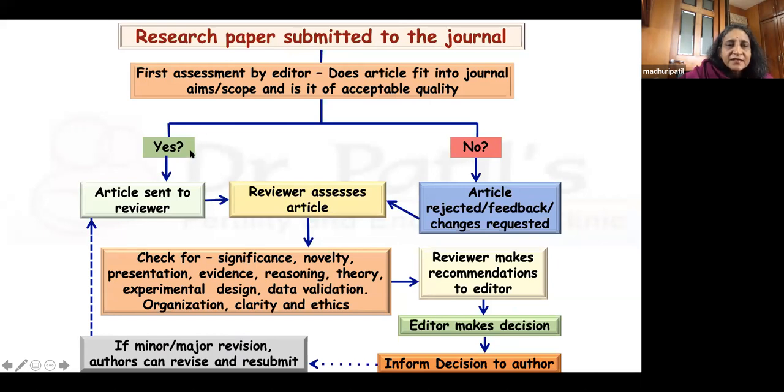If it is yes, then the article is sent to the reviewer for assessing. Once it comes from the reviewer, you need to check for significance, novelty, presentation, evidence, reasoning, the theory, experimental design, data validation, organization. So all these things, recommendations to the editor. The editor then makes a decision, and then this decision is informed to the author. If there are minor or major revisions, it has to be sent back to the author to revise and resubmit. And if there are no revisions required, then it is accepted.